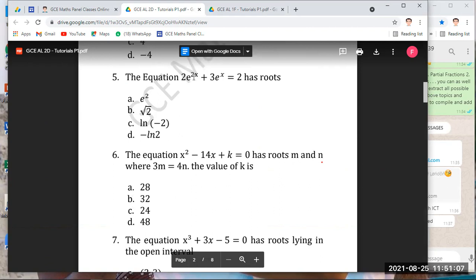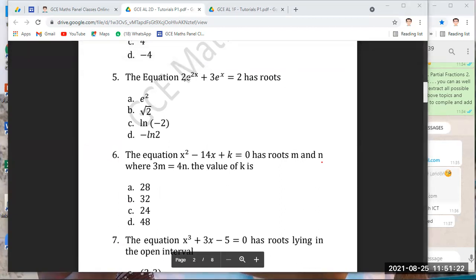Okay. Now let's look at the fifth question. You are given this equation 2e to the power 2x plus 3e to the power x equals 2. What are the roots of this quadratic equation? Roger, did you solve this one? No, sir, I did not solve this one. Lina?